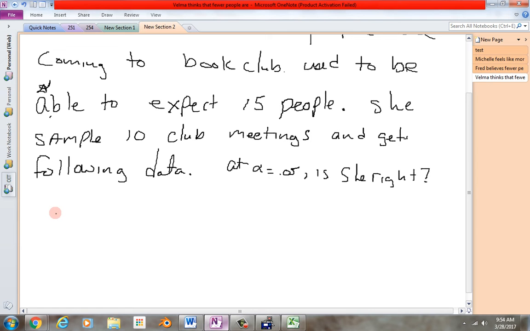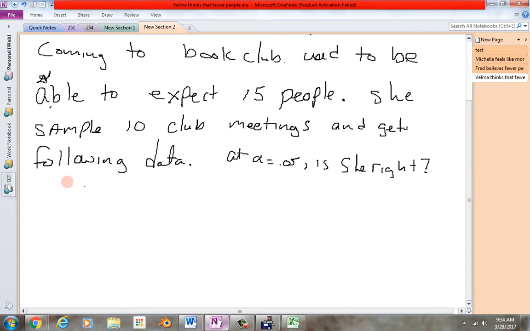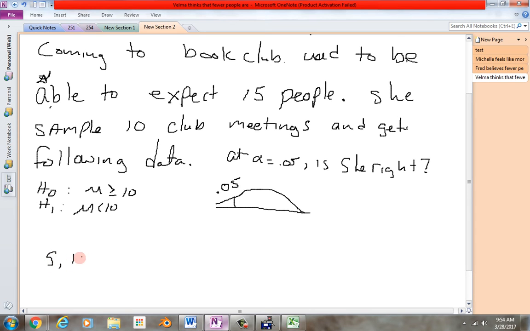Okay. So, she said fewer people were coming to the book club, right? So the first thing I notice is that this is a lower tail test. She said fewer than 10, so that's what I heard her say. And of course, the opposite of that is this guy, and it's a lower tail. So we're putting 0.05 in this lower tail. We'll go find that cutoff score in a minute. But here is the data from her sample.